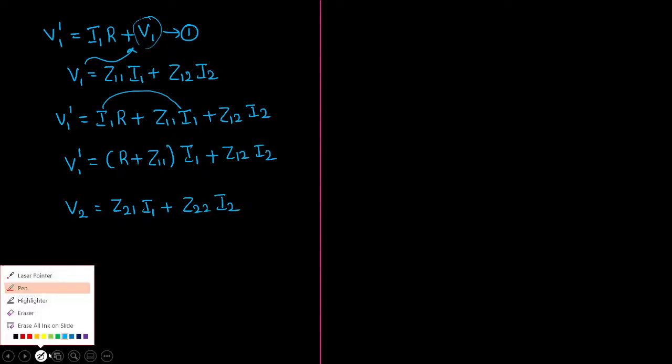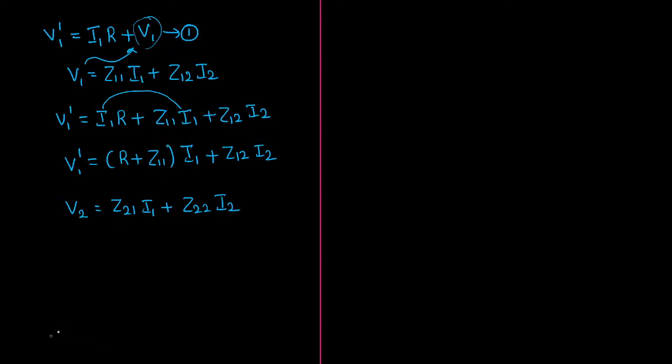Now, how will you write the expression? So this can be written as finally the new two-port network parameter can be written as V1 dash, V2 equal to, how will you write in terms of matrix? R plus Z11, Z12, Z21, Z22.